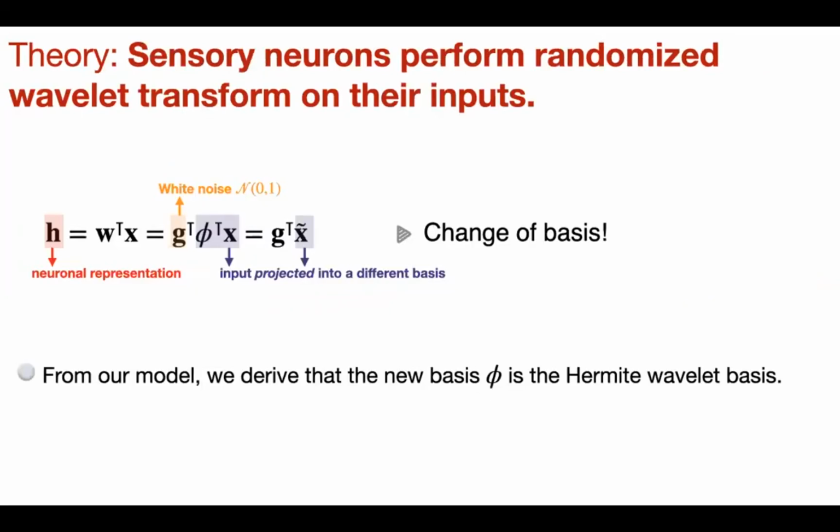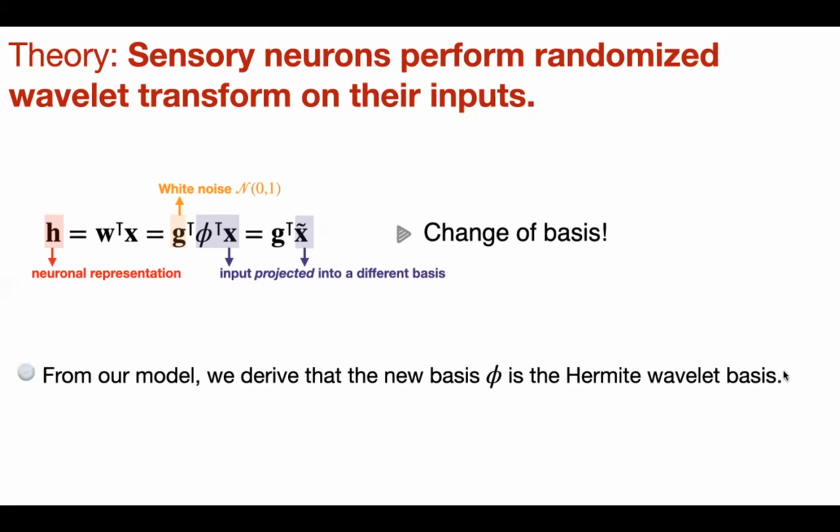And this approach actually gives us a lot of theoretical insights on sensory representation. In particular, we find that sensory neurons perform a randomized wavelet transform on their inputs. So to be precise, your neural representation H, which is W transpose X, all that is you take your input X, you transform that into a new basis using this matrix V, and then you hit that with a white noise vector. So a randomized change of basis. And actually from our model, we can derive what the new basis is, and it turns out to be the Hermite wavelet basis.